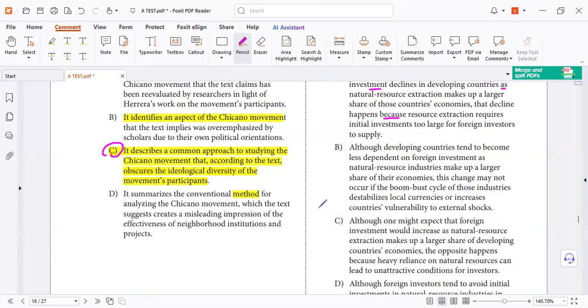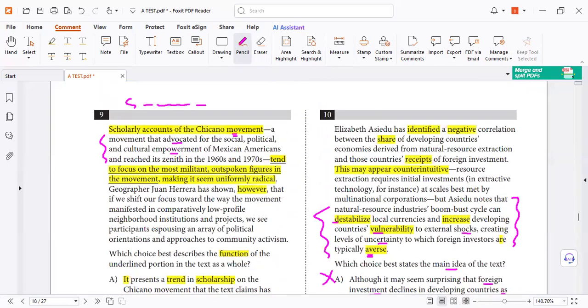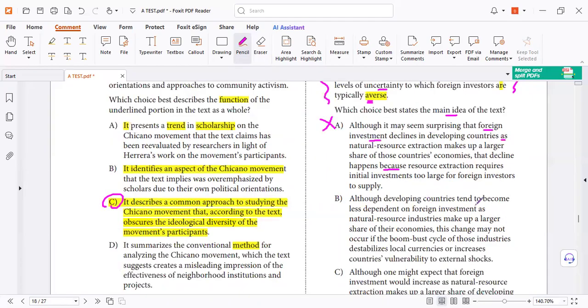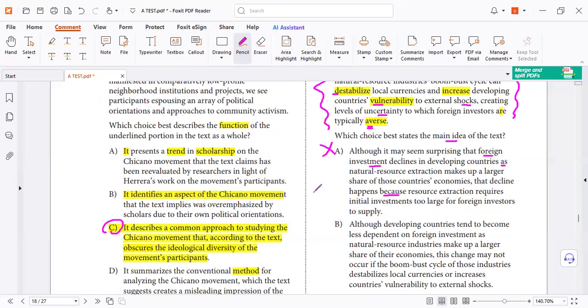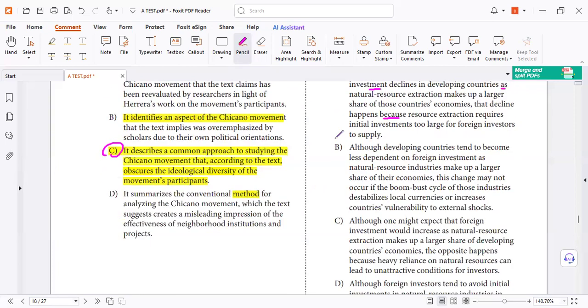Look at letter B: tended to become less dependent on foreign investment. Do we have this idea? The developed countries tended to become less dependent on foreign investments. Where? No. So we invent the idea from the words of the text, not mentioned.